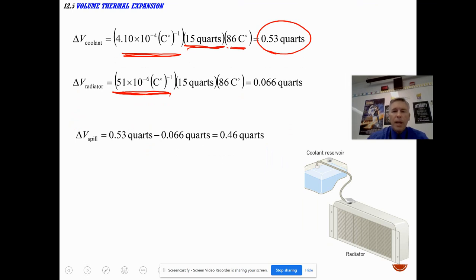Sorry, I skipped that. So the radiator itself is going to expand. Now remember, the volume inside, in other words, the hole inside of that radiator, is going to expand like it's made out of pure copper. So it's going to expand the same, this 0.066 quarts, and then the difference tells us how many quarts would actually spill over. So there's just some stuff with volume and linear expansions.